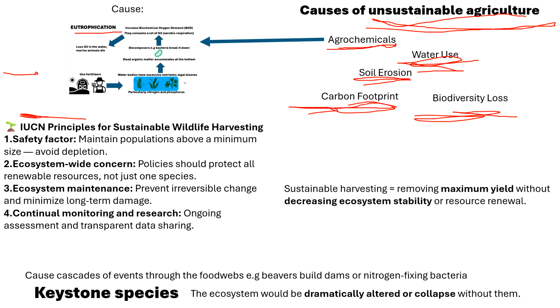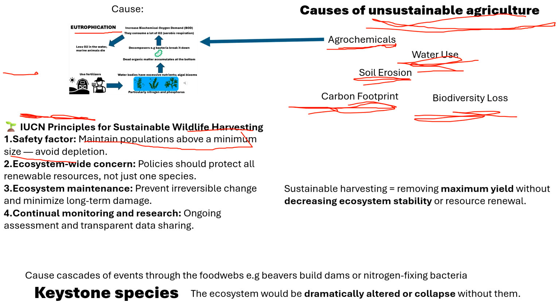Anyways, so there's going to be some principles. The IUCN principles. They're going to ensure or try to ensure proper harvesting of crops. So, first one, maintain populations above a minimum size, avoid depletion.